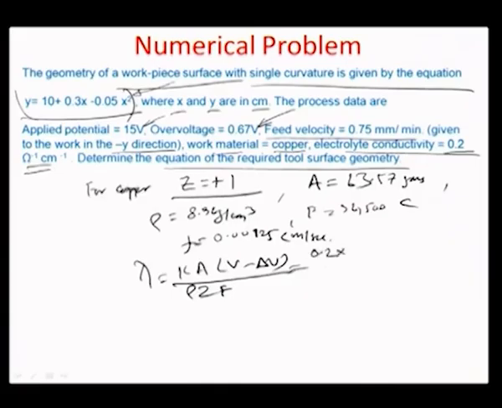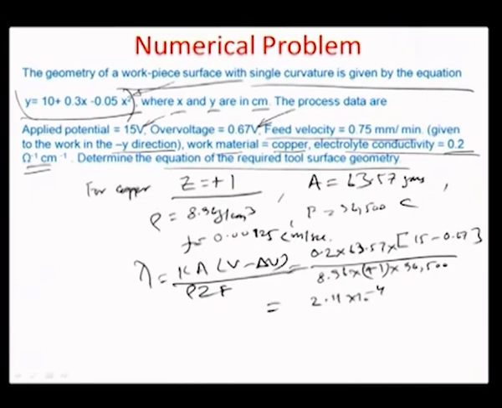So we have 0.2 times the atomic weight of copper, 63.57, times the total potential which is available minus the overvoltage, which is 15 minus 0.67, divided by the rho value, which in this particular case is about 8.96. It's copper in the monovalent state, so plus 1 times 96,500 coulombs. Okay. So that's how the lambda is, and this would come out to be about 2.11 × 10^-4 centimeter square per second.